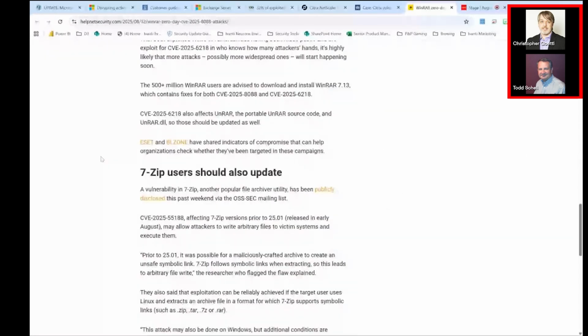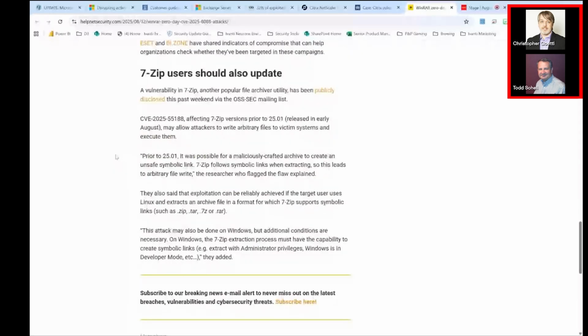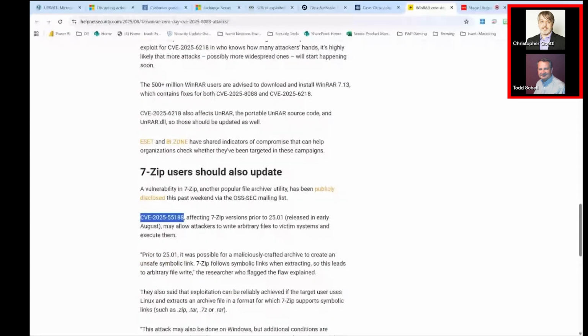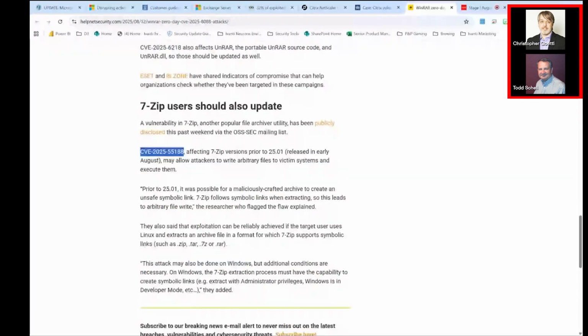One other thing they mentioned towards the end of this article is 7-Zip users. If you are using 7-Zip, there is a vulnerability that has now been publicly disclosed and has a high risk of being exploited in the near future. So that one is an elevated risk because of that disclosure. WinRAR and 7-Zip are common tools that we have throughout our environments, so make sure you're getting those updated wherever they may reside.